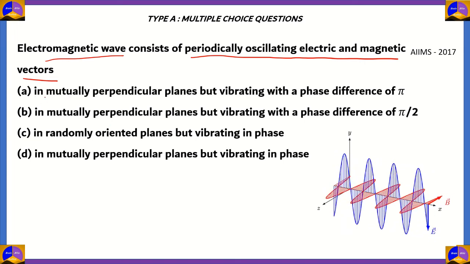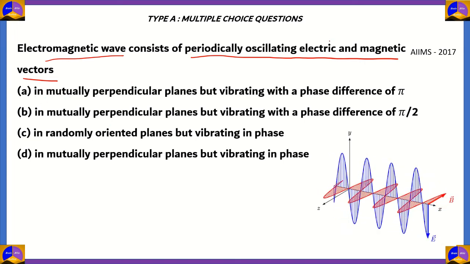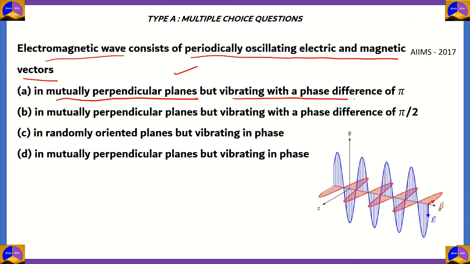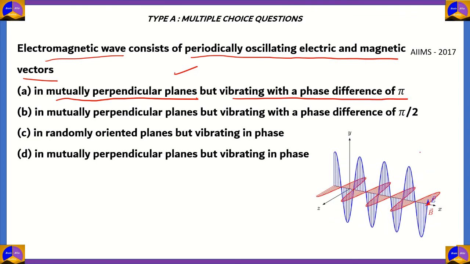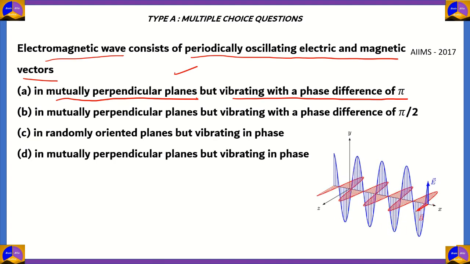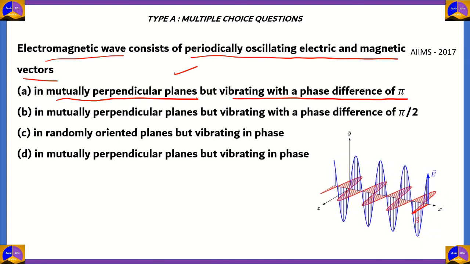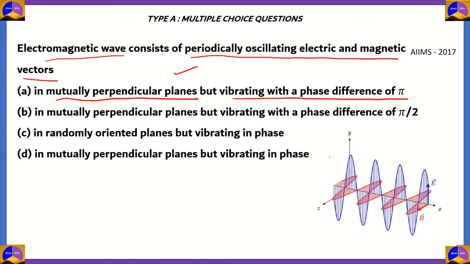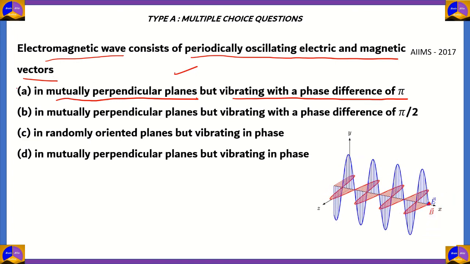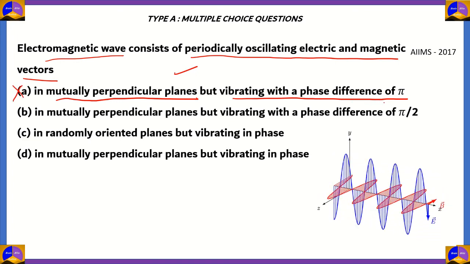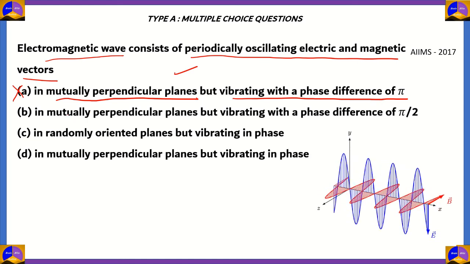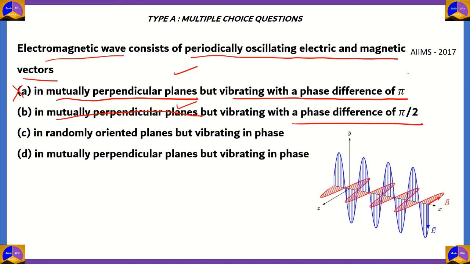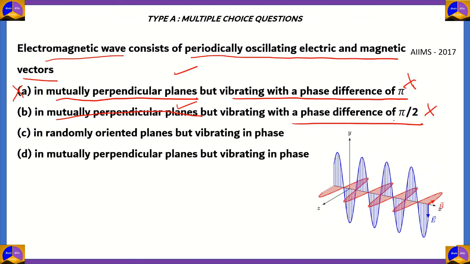Option A says that periodically oscillating electric and magnetic vectors are in mutually perpendicular planes. That is correct, but vibrating with a phase difference of pi. If you see, when the electric field increases, the magnetic field also increases, and as the electric field approaches 0, the magnetic field also approaches 0. So therefore, option A is incorrect. There is no phase difference. What about option B? Mutually perpendicular planes, that is correct. Vibrating with a phase difference of pi by 2, again incorrect. There is no phase difference.